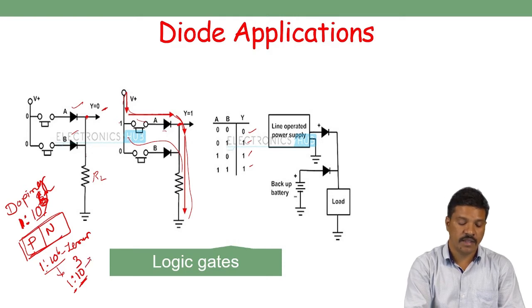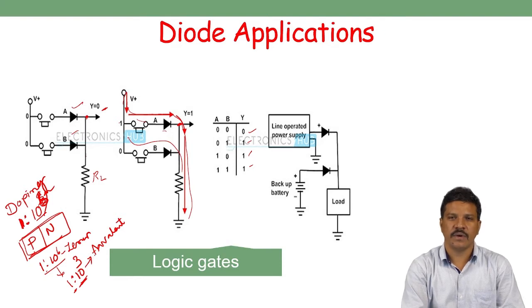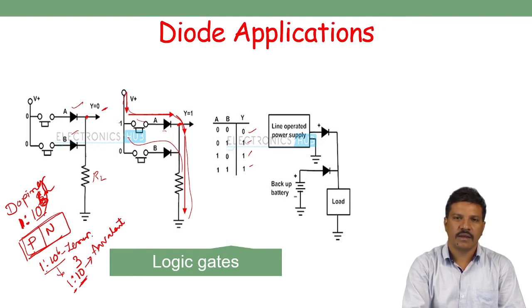Then the diode becomes like an avalanche diode. So this avalanche diode can be used in high power, high speed applications. Zener diode, avalanche diode, light emitting diode. When we use a light emitting diode, we can use it in different applications like displays.